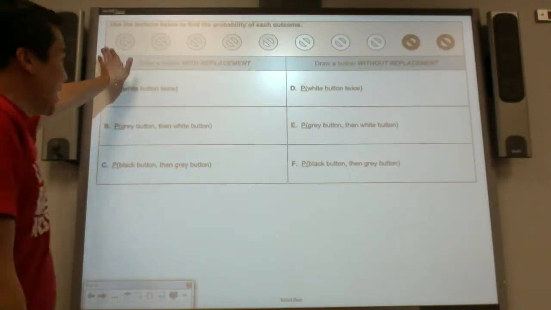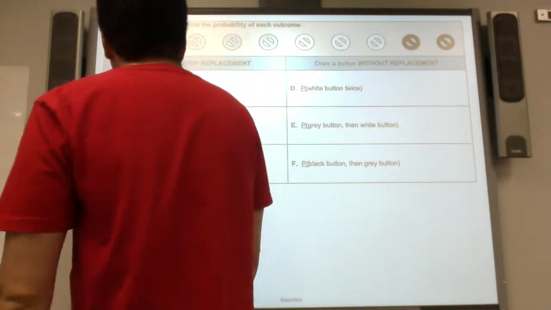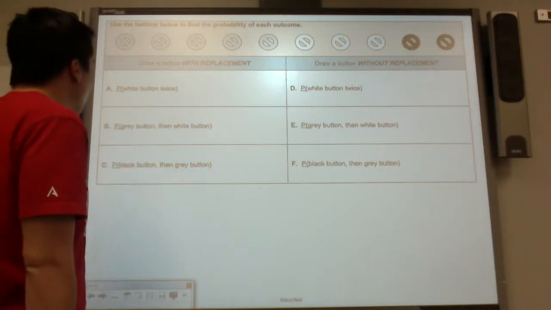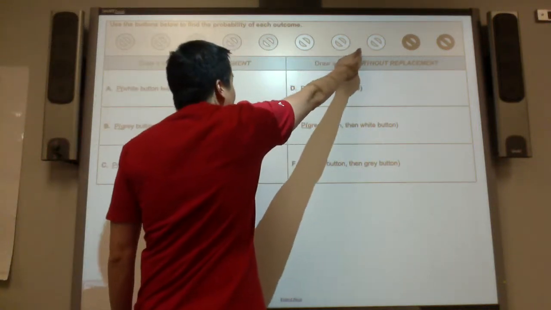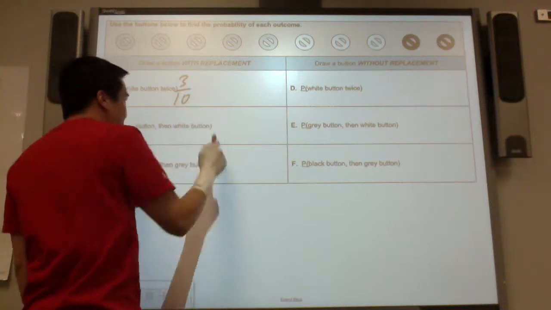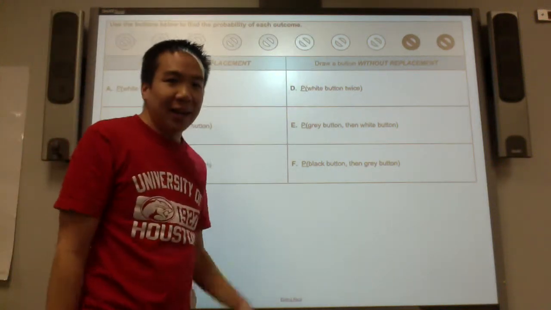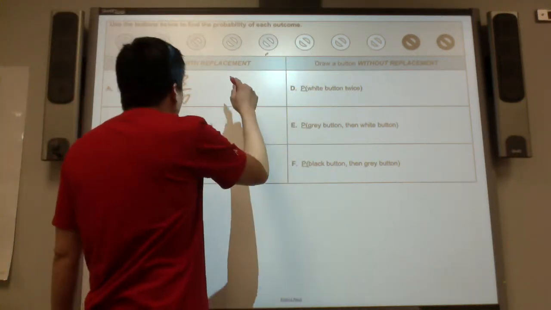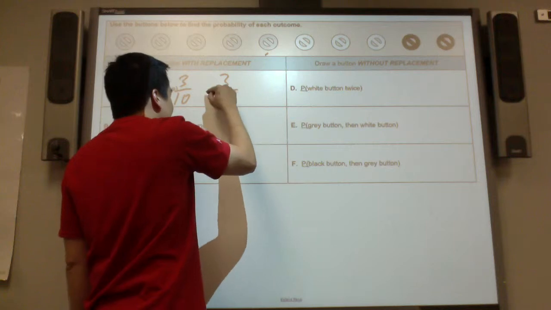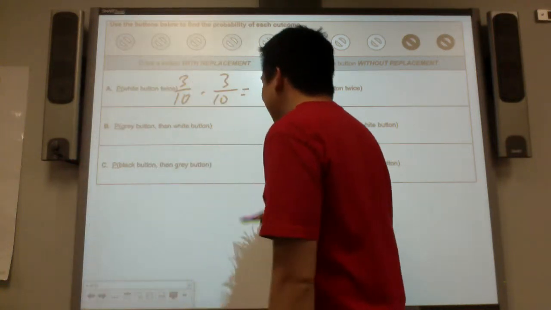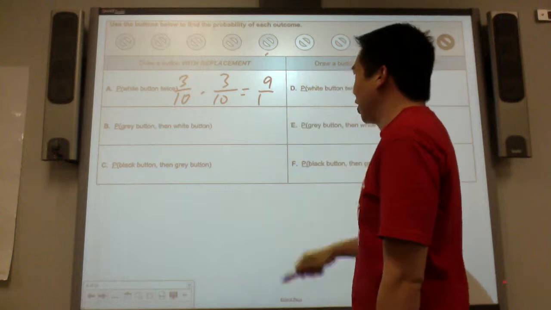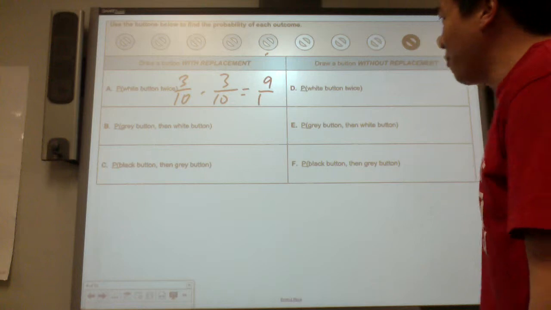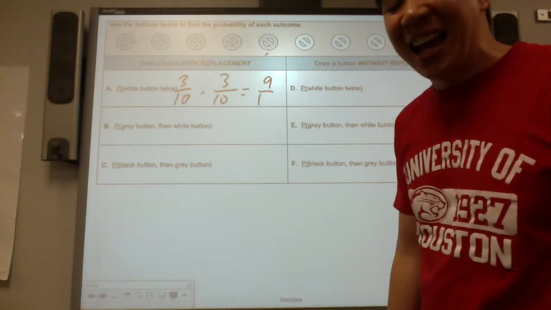So example, we have 10 buttons right here. You draw a button with replacement. So you draw a white button twice. I draw a white button first. How many white buttons? There's 3 out of 10. Then I put it back into the bag. How many buttons are in the bag still? 10 of them. Then I draw another white. There's 3 whites out of 10. I multiply these 2 events and I get 9/100. So there is a 9% chance, or 9 in 100 chance, of me getting 2 white buttons in a row.